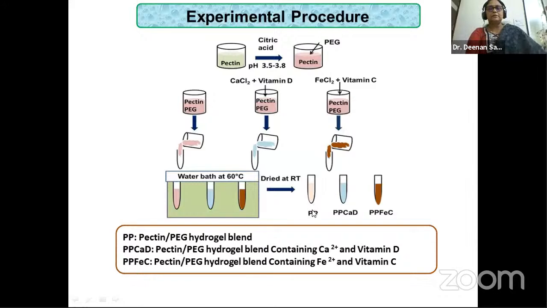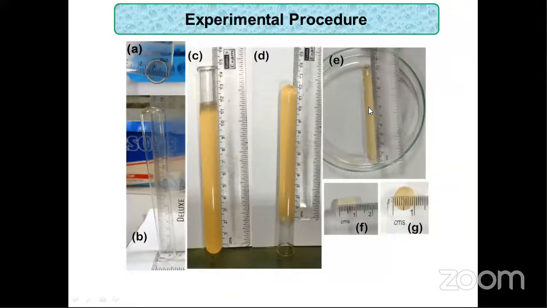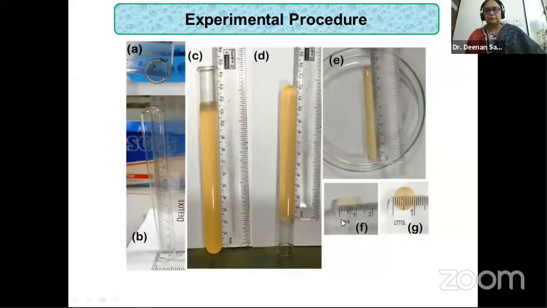The blank is named PP, pectin PEG, and the next one is pectin PEG, calcium with vitamin D, and pectin PEG, iron, vitamin C. We made all these hydrogels by simple mixing using a test tube of 25 ml capacity and 1.5 centimeter diameter. This is the hydrogel we made: length around 10 centimeter, around 1 centimeter in diameter and 1 centimeter in thickness.